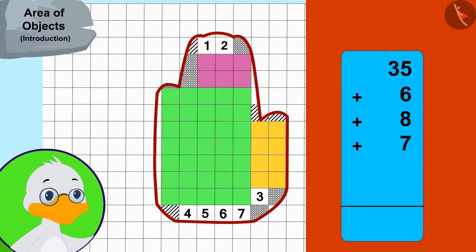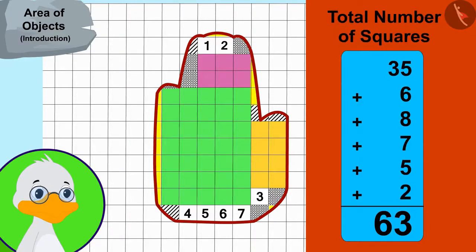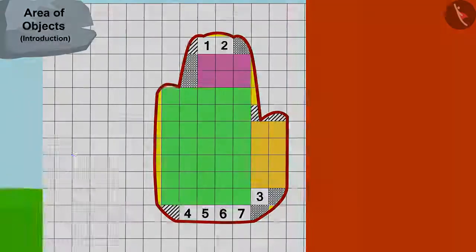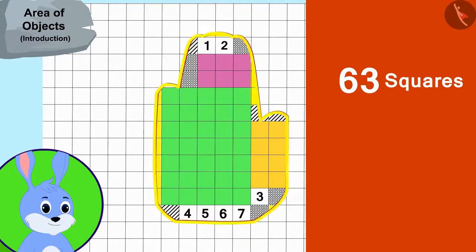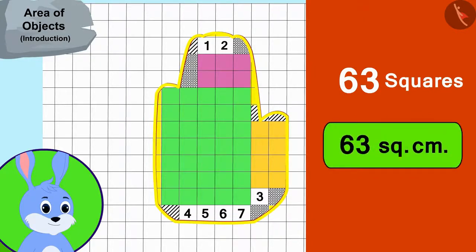Now, Uncle added all these numbers to find the total number of squares. In this way, there are a total of 63 squares in Bunny's hand impression. In other words, the area of Bunny's hand impression is 63 square centimeters.